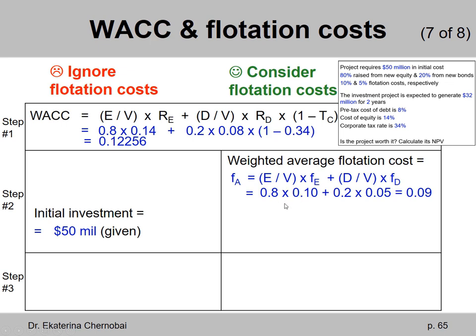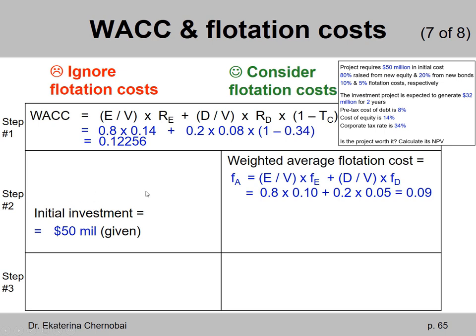The weight of equity, 0.8, is then multiplied by the flotation cost of equity, which is given 10%, or 0.1 in decimals. Then we add the weight of debt, 0.2, multiplied by the flotation cost of debt, 5%, or 0.05 in decimals, which gives us 0.09. So 9% of money that we raise will be paid to the third party helping us go through this issuing process, and what's left will be exactly 50 million that we need for the project.